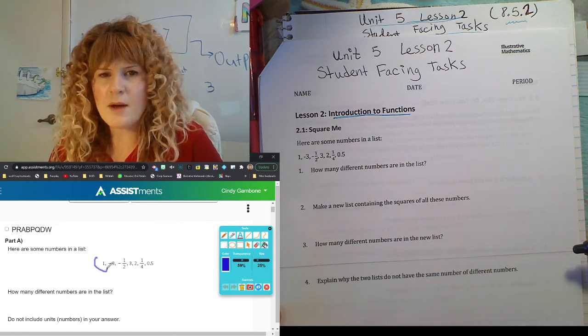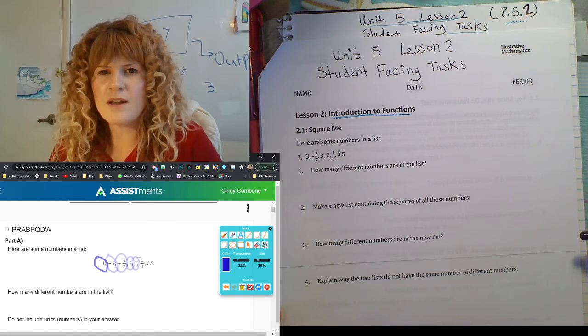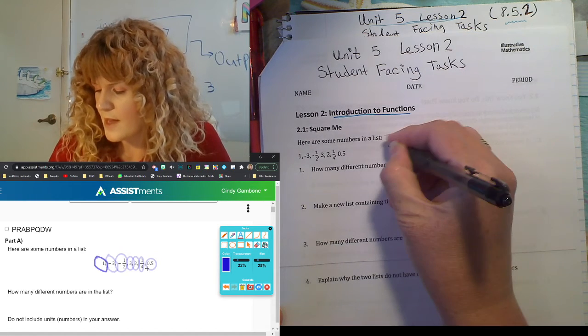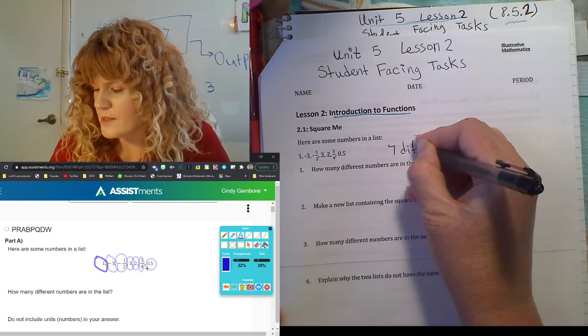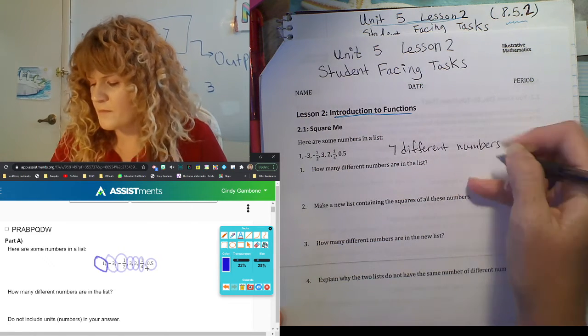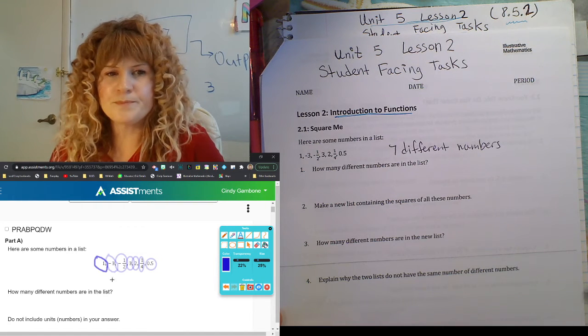To help you see how many different numbers. There's 1, 2, 3, 4, 5, 6, 7. They are all different numbers. So there are 7 different numbers on the list. None of them are repeated numbers.